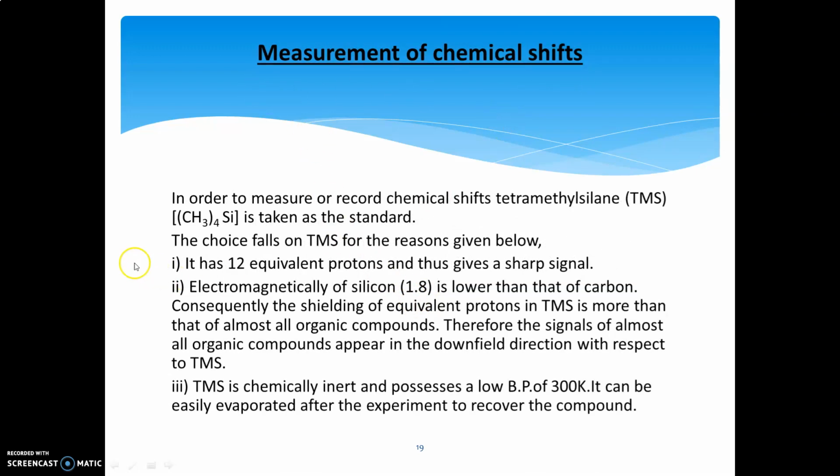Measurement of chemical shifts. In order to measure or record chemical shifts, tetramethylsilane is taken as the standard. The choice falls on TMS for the reasons given below. It has 12 equivalent protons and thus gives a sharp signal. Second one is electronegativity.